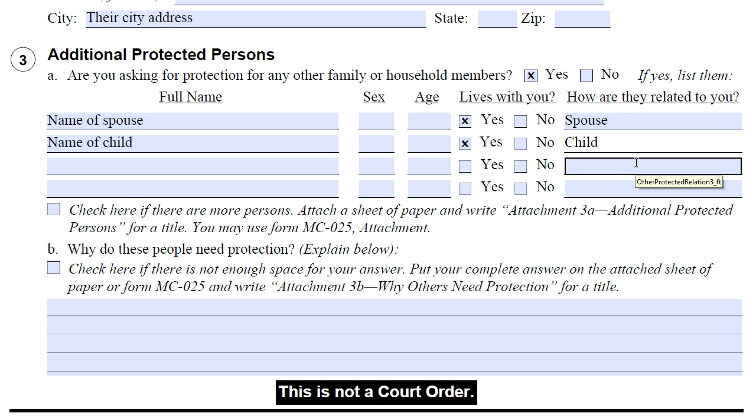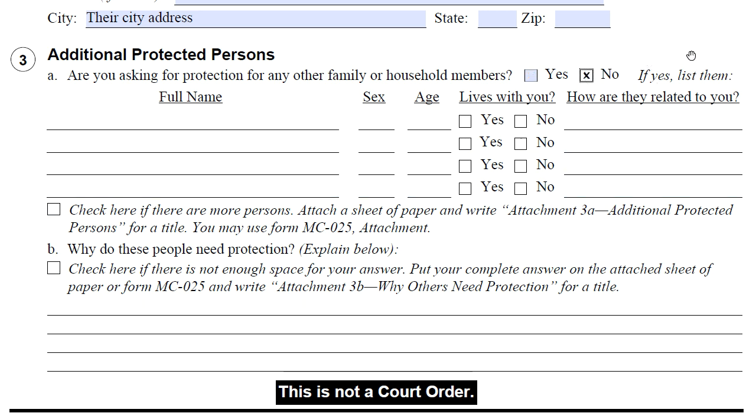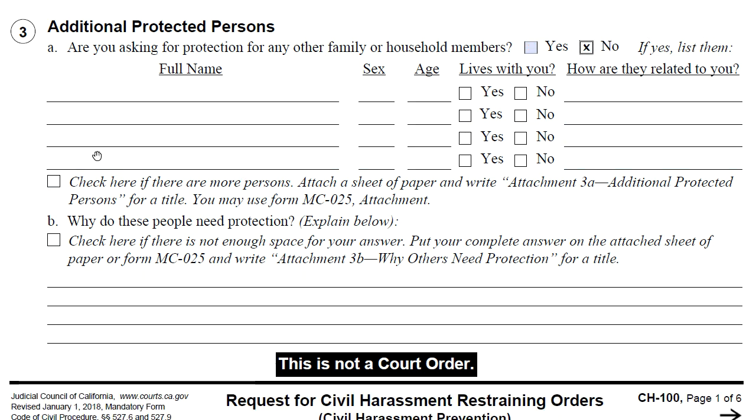The same, you'd fill out, child or parent, or it doesn't have to be related. It could just be name of roommate and how are they related, share room, house, whatever the case may be. If you do not have anyone that you also want protection for, so you're just asking for the restraining order for yourself, then just hit no and continue on.